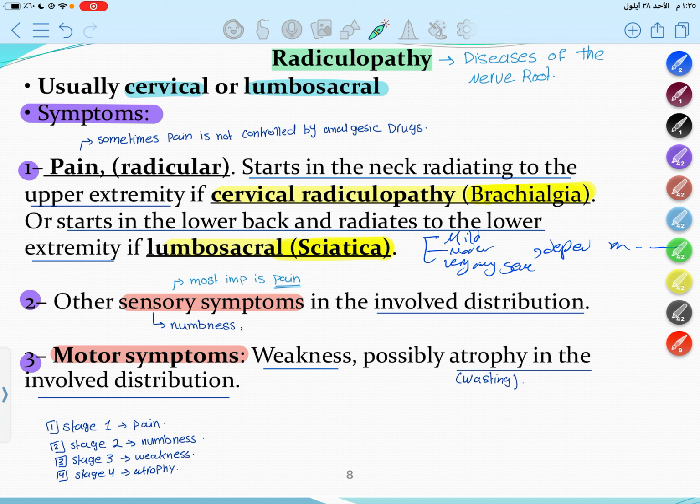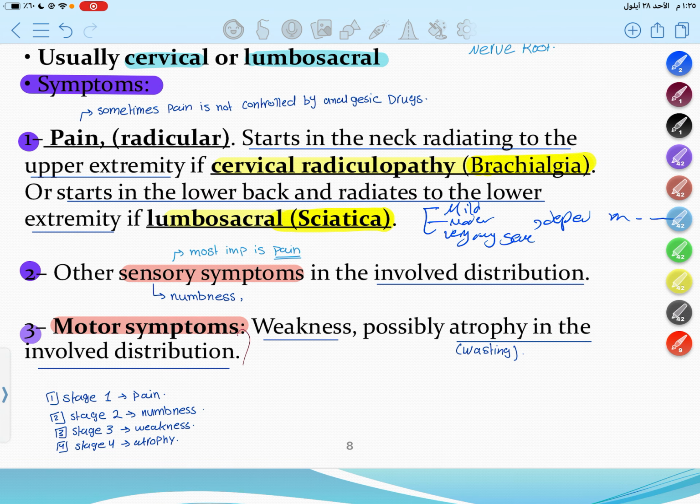This is early on. If missed and not diagnosed, then we'll have complications. Then motor symptoms will develop. So motor symptoms are advanced. We start with sensory symptoms, pain. But if not treated, then we'll have motor symptoms. And the motor symptoms are characterized by weakness, or sometimes in an advanced case, atrophy of the muscle which is supplied by that root, which is a very late symptom.